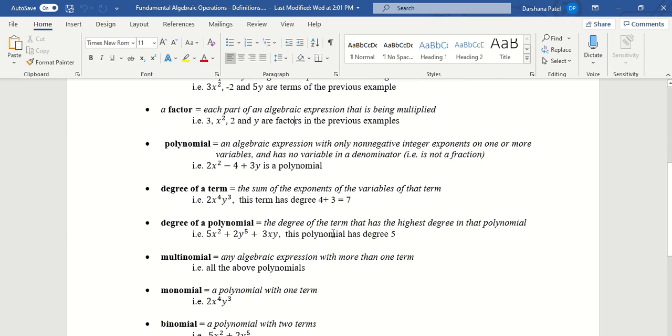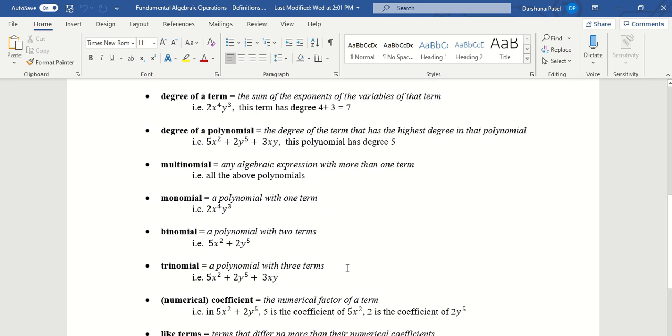Okay. The degree of a term is basically the sum of the exponents of variables of that term. 2x⁴y³, the degree of this term is basically 7, 4 plus 3. We add the exponents for the variables. The numbers alone have nothing to do with the degree of the term. Okay. The degree of a polynomial is the degree of the term that has the highest degree in the polynomial. So if I have 5x² + 2y⁵ + 3xy, the variable here y has the highest power 5, so the degree of this particular polynomial is 5.